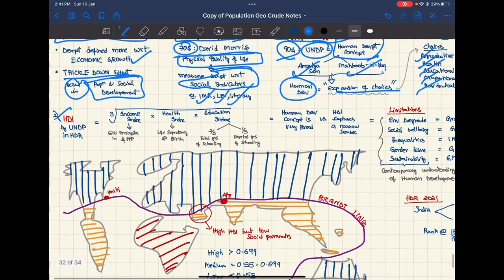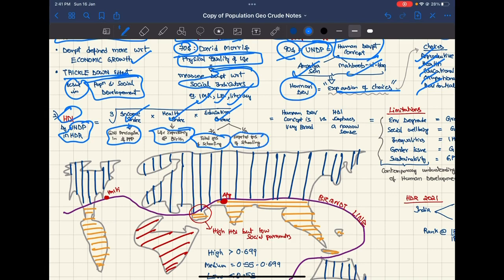Now, coming to HDI, it is given by UNDP in the Human Development Report. It is a geometric mean of the income index, health index, and education index, which are GNI per capita in purchasing power parity in American dollars, life expectancy at birth, and mean years and expected years of schooling. So, human development is a very broad concept, but HDI captures a very narrow sense.